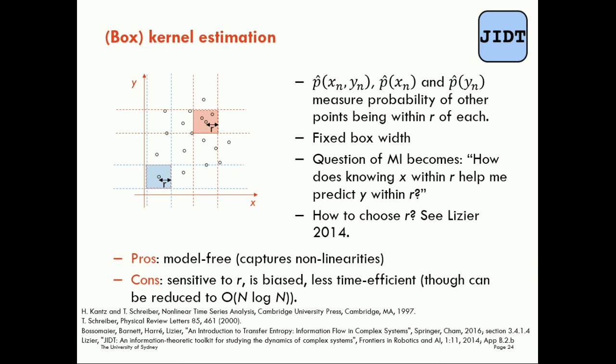We also need to bear in mind the pros and cons of our estimation technique. Here, the pro for box kernel estimation, in comparison to the Gaussian estimator we already looked at, is that it's model free. So now it can capture non-linearities, which the linear Gaussian estimator could not. That's important. On the downside though, the cons are that it's very sensitive to R. Okay, so we have some heuristics on how to choose R, but it's still sensitive to that. It's also quite biased. It's very biased, and it's much less time efficient than the linear Gaussian estimator was, although that can be reduced with good neighbor search techniques.